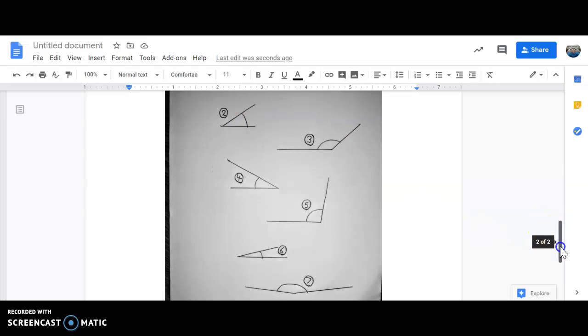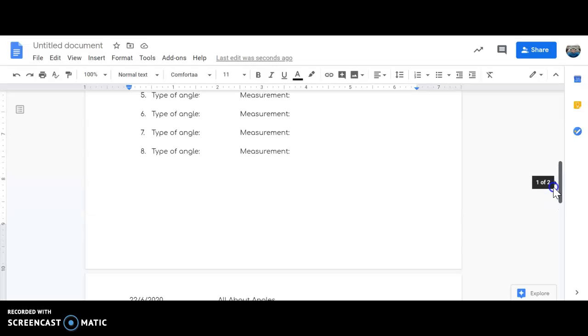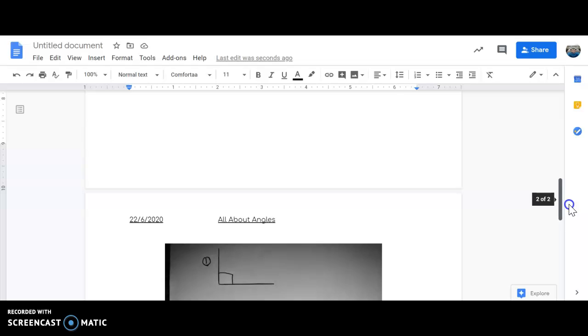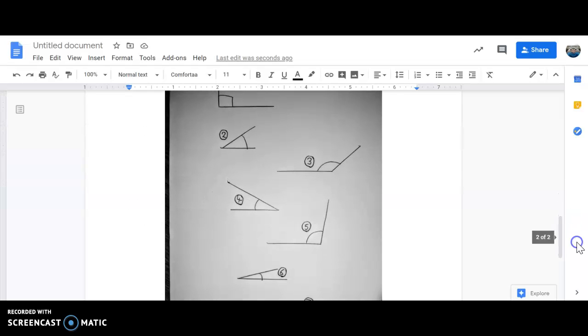Okay, over to you. Give all that a go. Once you've filled in your sheet, you can turn it in. And I'll allow you a little bit of leeway on measuring these angles because it's going to be tricky to measure them exactly, but I'll know if you've got them just about right or not. Have fun!